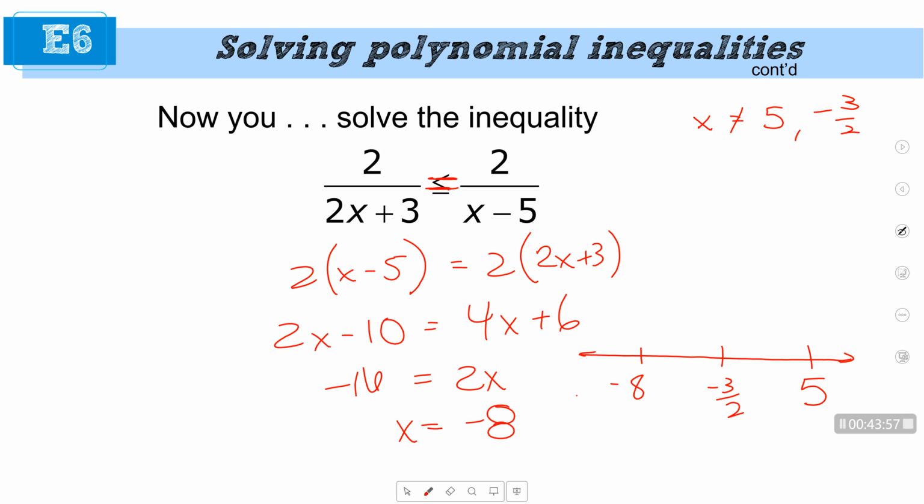Over here, what number do you want to use, Emma? -9. So if I plug -9 in here, I get 2 over -15 is less than or equal to 2 over -14. Holy smokes. I don't know. Which one's bigger? Is that a true statement? Because as the denominator of a fraction gets bigger, the value gets smaller, and as the denominator gets smaller, the value gets bigger. So, true.